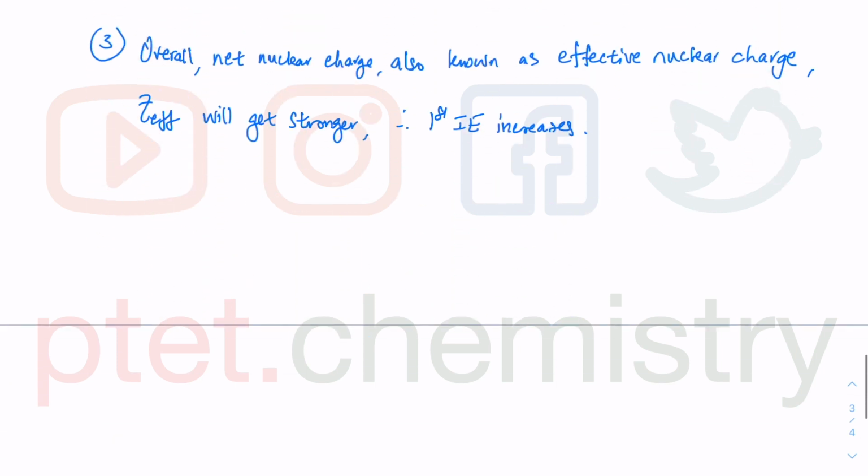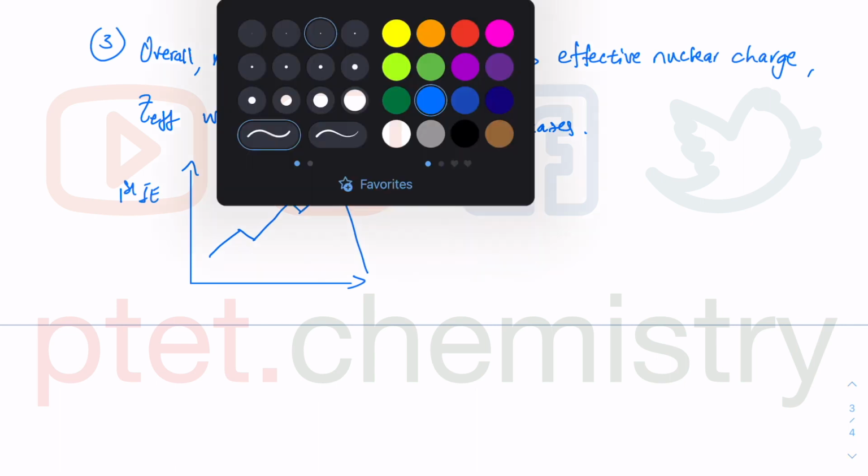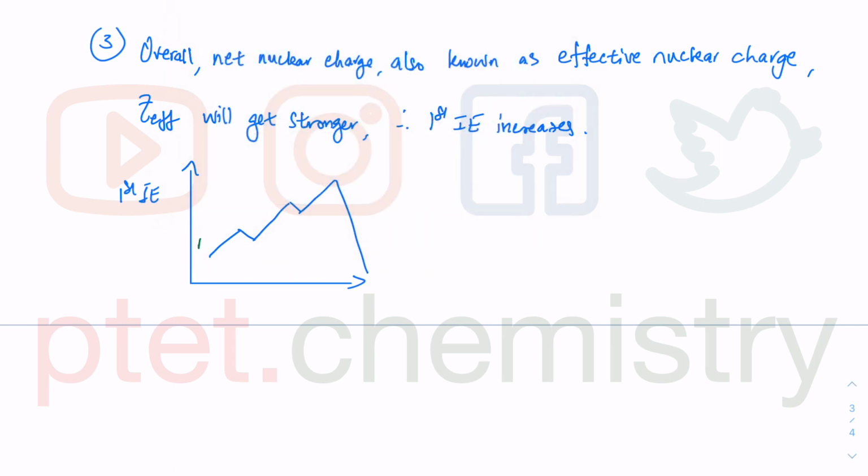In terms of the sketches, even if they don't ask you to draw, you should be able to sketch the trend. And as you know, across a period, the first ionization energy will increase, decrease, increase, decrease, increase, go all the way down. In terms of the third period, there's sodium, which is in group 1, and then the small drop is between group 2 and group 3.